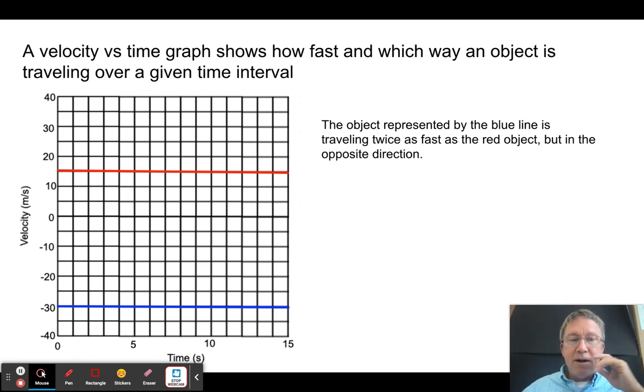Now let's talk about velocity versus time graph. So velocity, you've got to be careful. When I see velocity, that's meters per second. So this is not telling me where I am. This is telling me how fast I'm going. And again, I'm going to put time in seconds here.